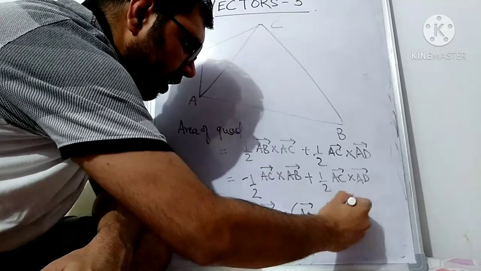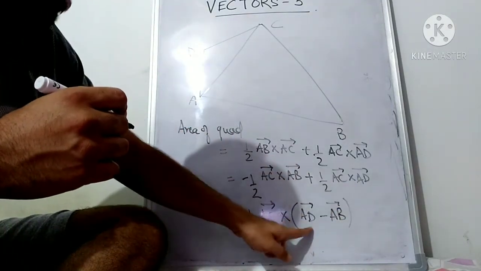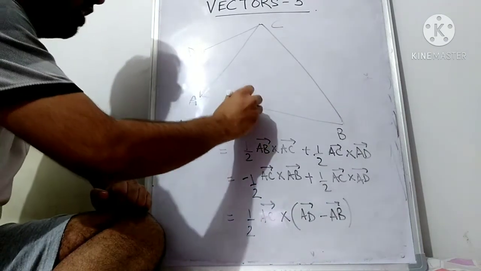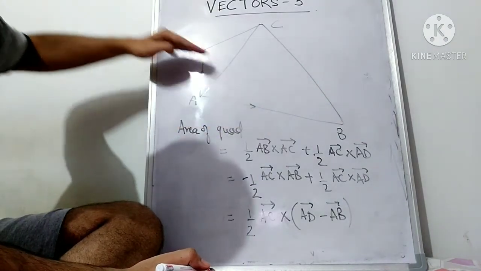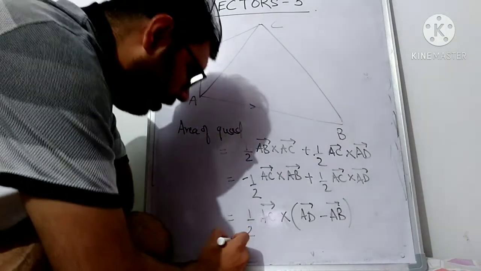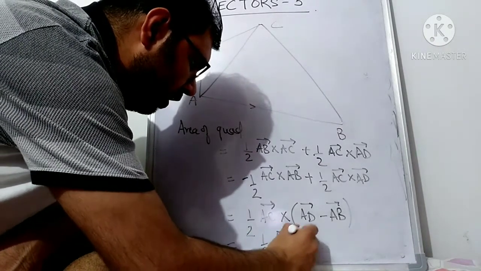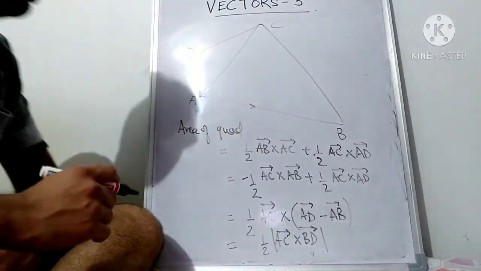Half AC vector, if you take common cross AD vector will be here and minus AB vector. So AD vector is this vector and minus AB vector. If we subtract AD vector minus AB vector, we will get BD vector. Okay, so how you will write it: half into AC cross BD. So this is how you get the area of a random quadrilateral.